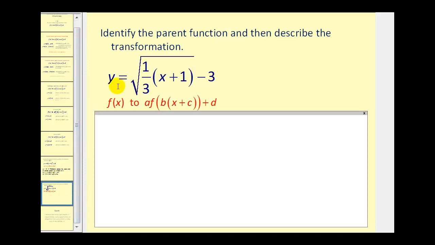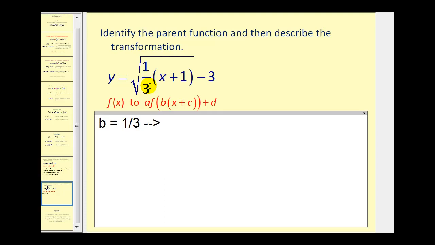In this last question, we have y equals the square root of 1/3 times the quantity x plus 1 and then minus 3. So the parent function would be y equals the square root of x, or the basic square root function. In this example, a is equal to 1, so there's no effect by a. b is equal to 1/3.